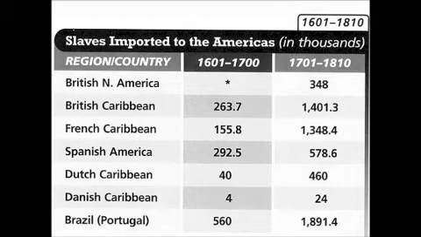Question number 1. During what time period were most slaves brought to America? Please remember that America includes British North America, the British Caribbean, French Caribbean, Spanish American, Dutch Caribbean, Danish Caribbean, and the colony of Brazil, which was controlled by the country of Portugal. So all of them. All right. So that's the question you have to answer. During what time period were the most slaves brought to America? 1601 to 1700, 1701 to 1810. Which one of those had the most?